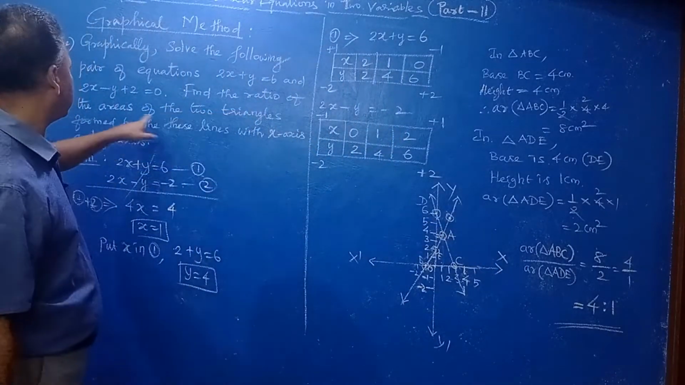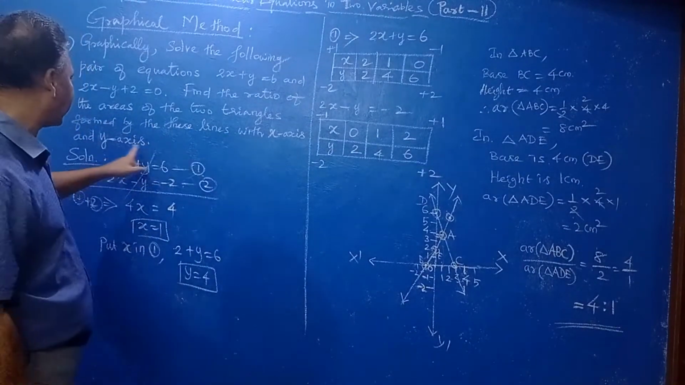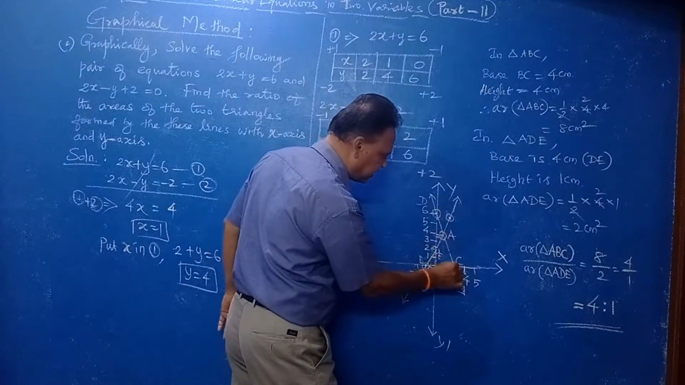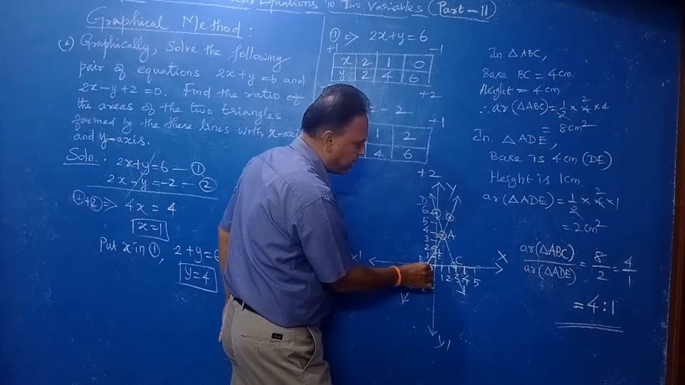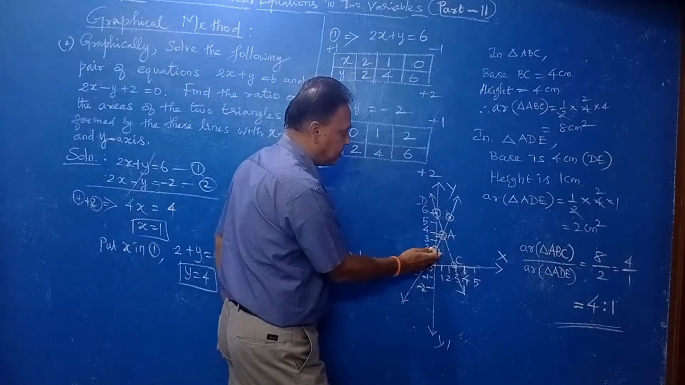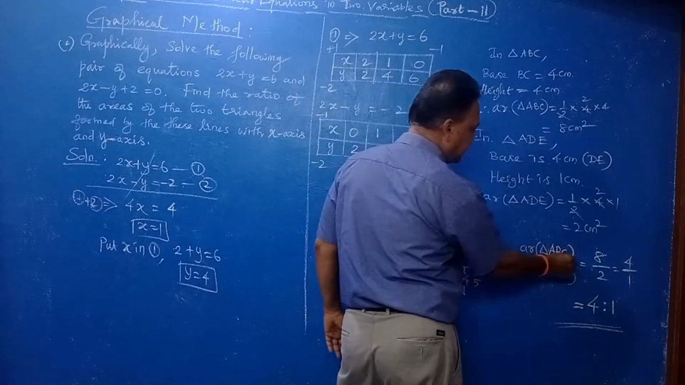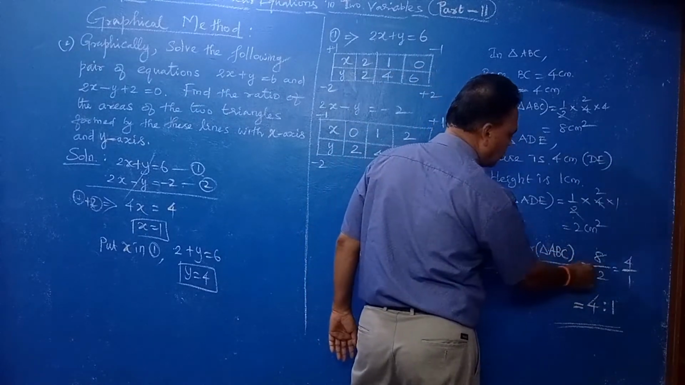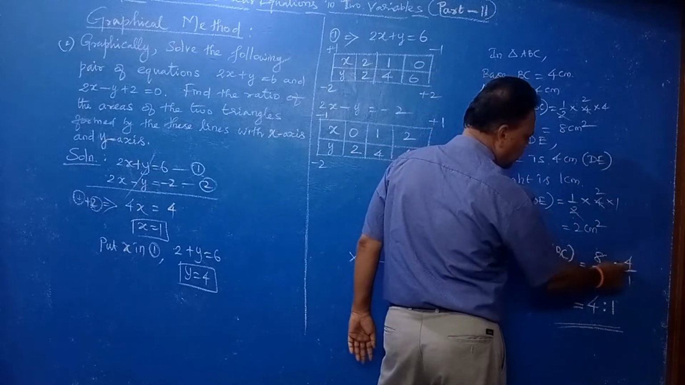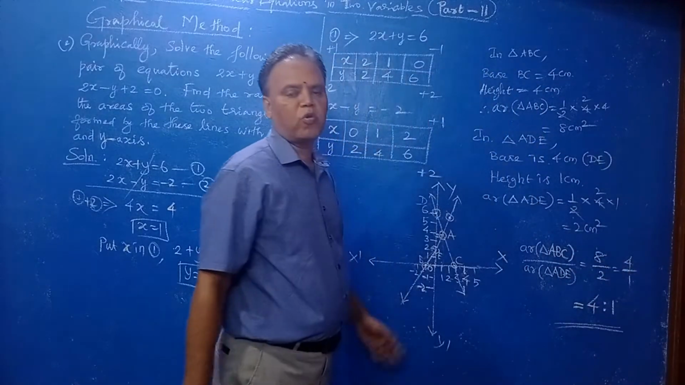So now you see the problem. Find the areas of the two triangles formed by these lines with x-axis and y-axis. So first you have to take this triangle area by this triangle area. First x-axis triangle and then y-axis triangle. So area of triangle ABC by area of triangle ADE equal to 8 by 2. Okay, 8 by 2. Simplify means 4 by 1. The required ratio is 4 is to 1.